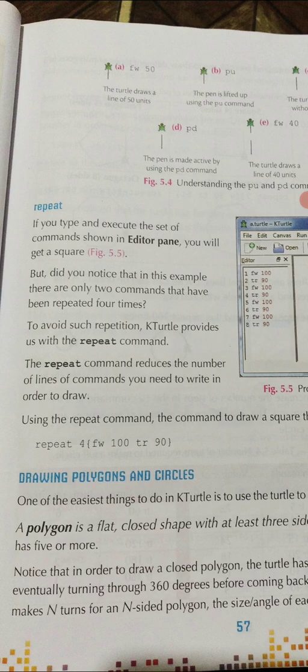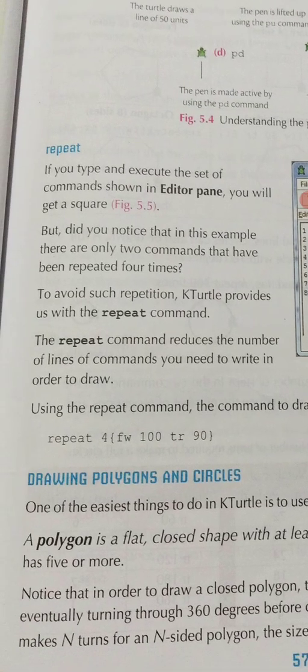So here FW and TR have been repeated 4 times. That's why it is written in the book, you see nicely, repeat 4 inside the bracket FW100 TR90. Clear? FW means here the turtle is going to move forward 100 steps, and TR90 means now the turtle is about to turn right 90 degrees. Clear this much?